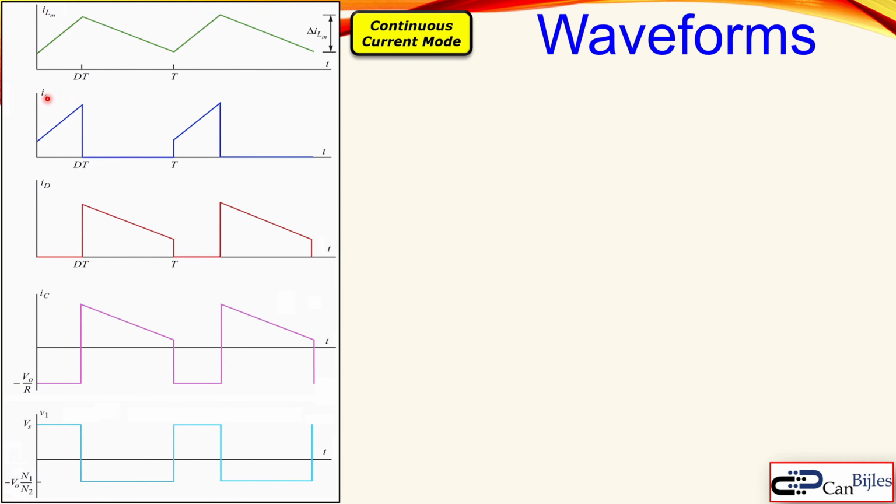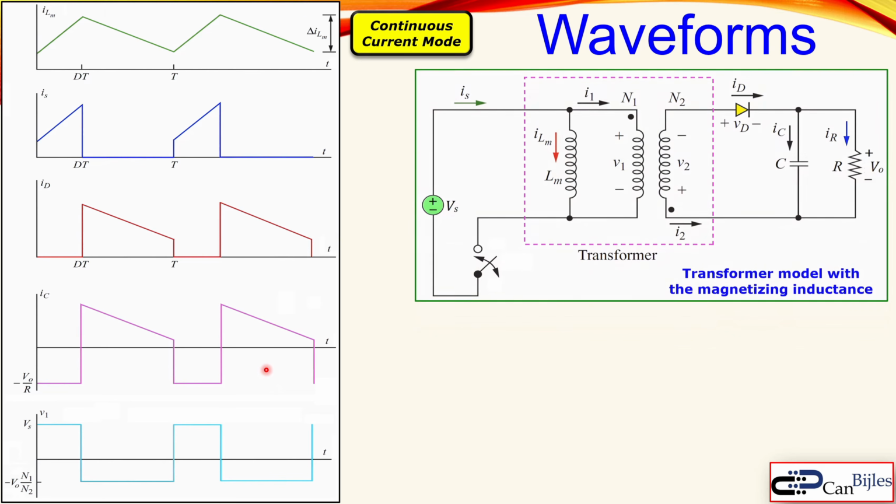This one is the IS, which is the source current waveform. Again, what we have for the continuous current mode. This is the diode current. This is the capacitor current. You see its minimum value is minus the output voltage over the resistor. And this is the voltage V1, which is the primary voltage of the transformer. The maximum value is Vs. And the minimum value is minus the output voltage times the N1 over N2, which is the turns ratio in our transformer. Now again, this is the circuit.